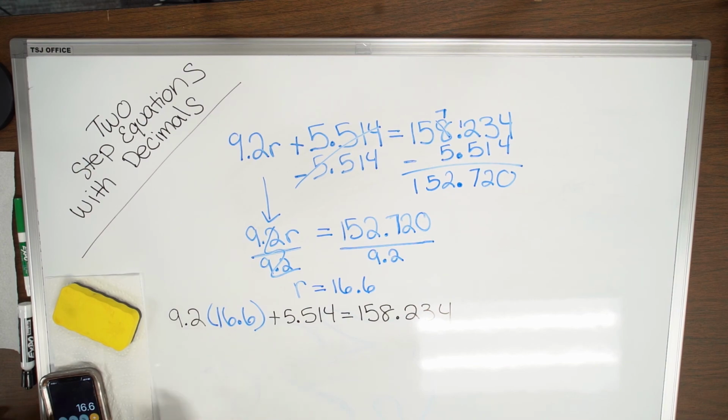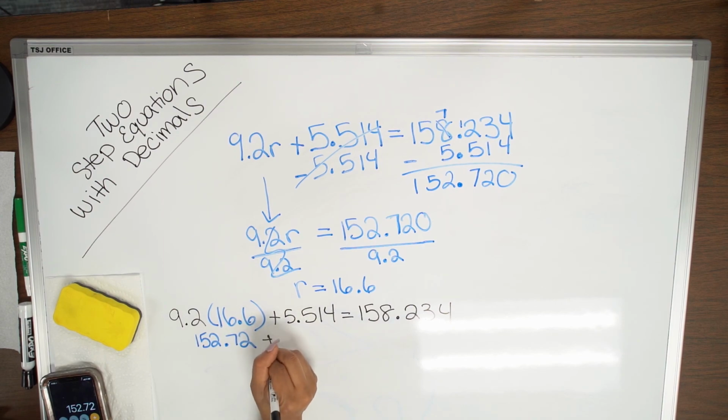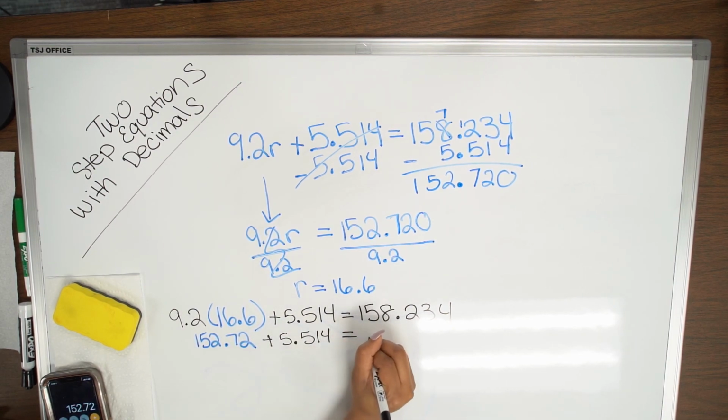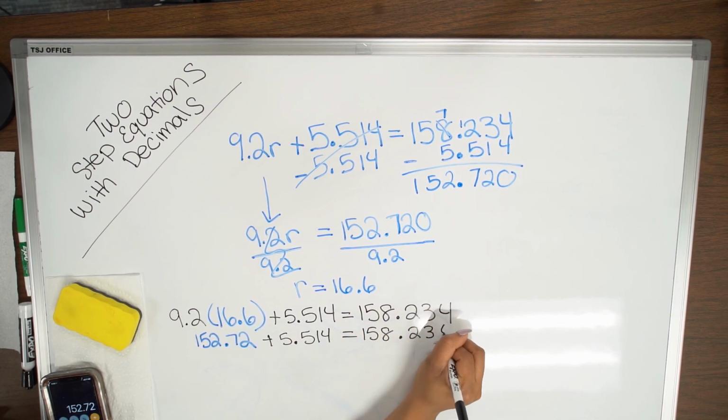So first, let's do this. 9.2 times 16.6 equals, let's write it in blue, 152.72. And we have plus 5.514 equals 158.234. So then we need to add these two together.